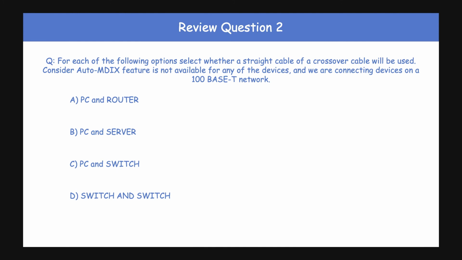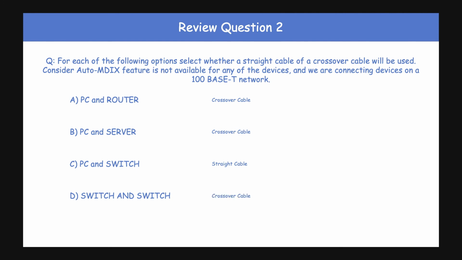Okay, so we need to choose whether the combination will use a straight cable or a crossover cable. Let's answer one by one for each of the options. A. Since both the devices transmit on pins 1 and 2, the correct choice will be a crossover cable. B. Same as A, will need a crossover cable. Option C. A PC transmits on pins 1 and 2, whereas a switch receives on pins 1 and 2. Therefore, a straight cable will be needed.